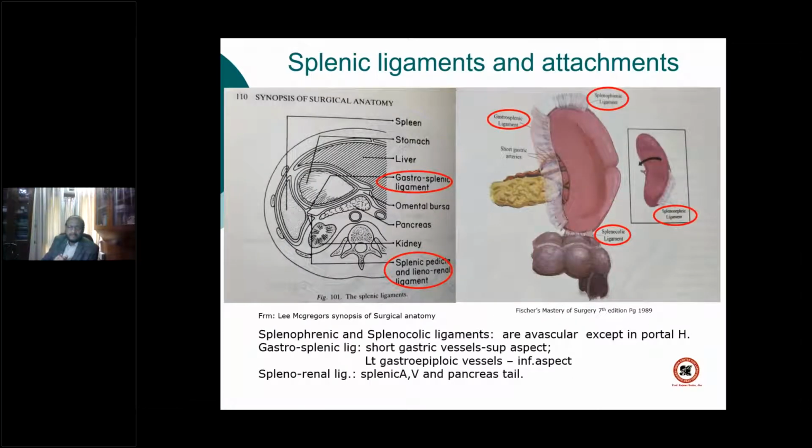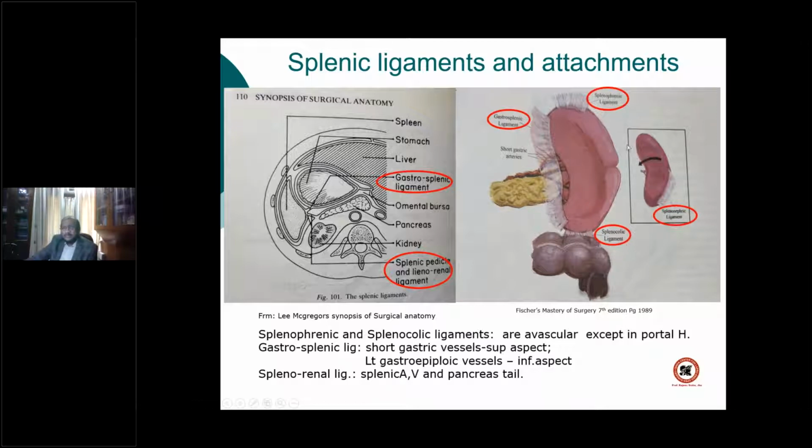Now coming to the ligaments and attachments, there are two true ligaments. Number one is the gastrosplenic, which we already referred to, and the splenic pedicle, the lienorenal ligament. The lienorenal ligament is basically where you have the entry of the splenic vessels, and then you've got the gastrosplenic ligament. The other two that you have to remember are attachments. They are not real ligaments. One attaches the spleen to the diaphragm, under the diaphragm. This is the splenophrenic ligament. You can call it a ligament or attachment. And the other attaches it to the colon, known as the splenocolic ligament or splenocolic attachment.